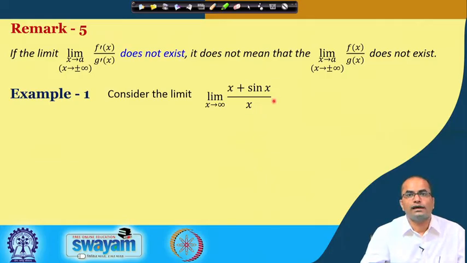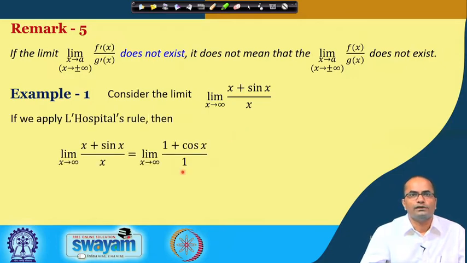Let us see what the form is here. As x goes to infinity, the numerator is infinity plus something finite, so it is infinity, and the denominator is also infinity. So we have the infinity by infinity form, and if we simply apply the L'Hopital rule, the derivative of the numerator, 1 plus sin x, becomes 1 plus cos x, and the derivative of x is 1. So we take the limit as x goes to infinity of 1 plus cos x.